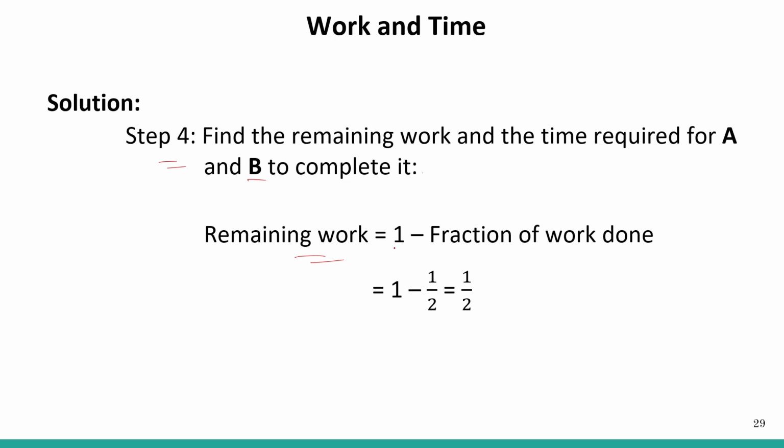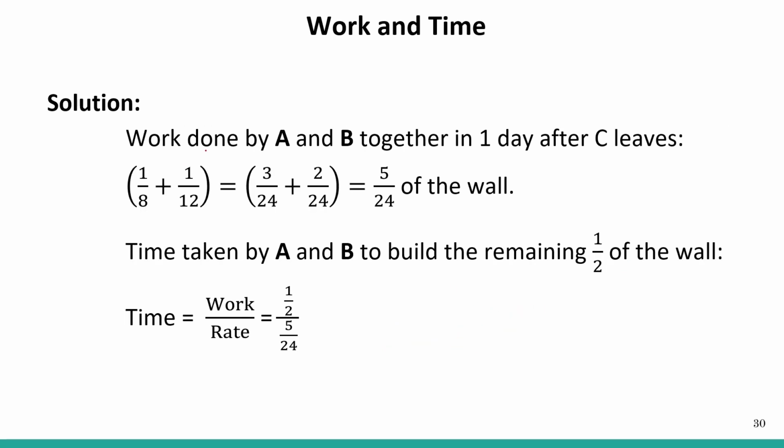So step 4 is to find the remaining work and the time required for A and B to complete it. The remaining work is equal to 1 minus the fraction of work done, which is 1 minus 1 by 2, equal to 1 by 2. Work done by A and B together in 1 day after C leaves: 1 by 8 plus 1 by 12 is equal to 3 by 24 plus 2 by 24. So the combined work rate of A and B is 5 by 24 of that wall.